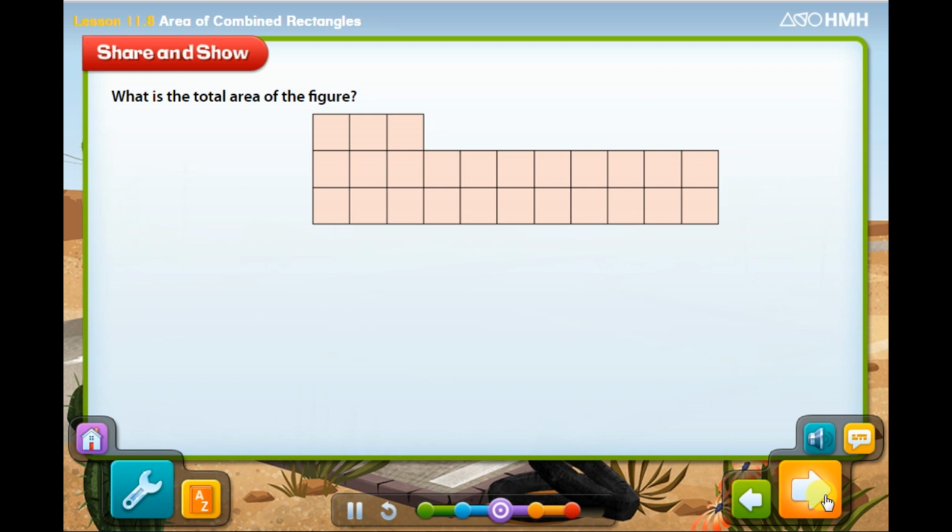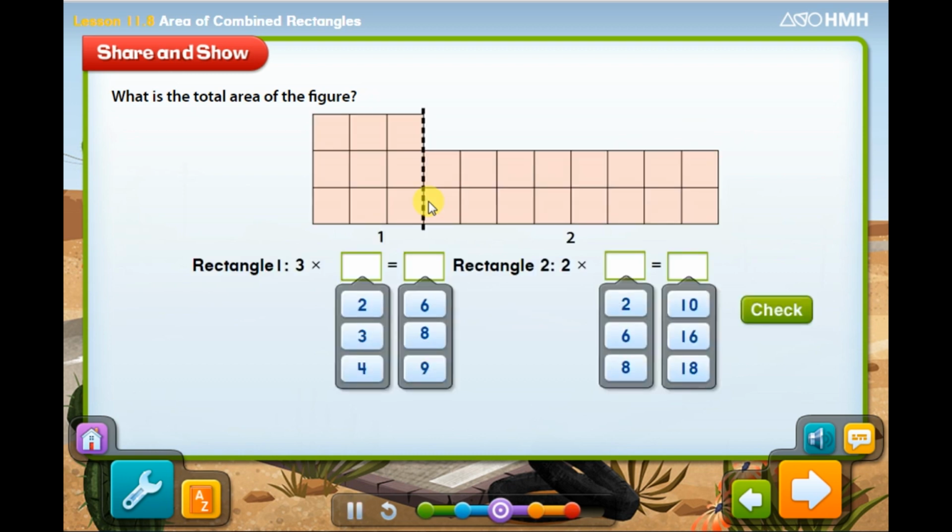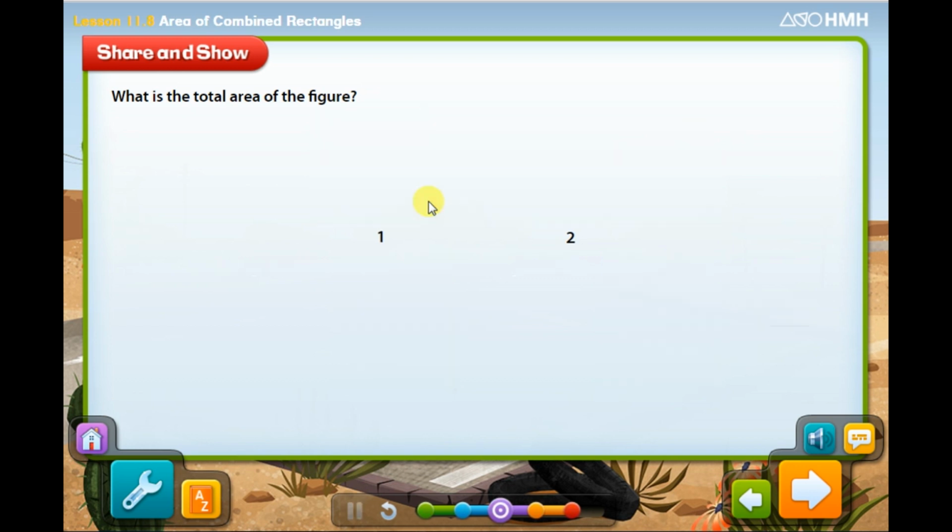What's the total area of the figure? Draw a vertical line to break the figure into rectangles. This vertical line divides the figure into 2 rectangles. Find the area of the figure. First, find the area of each rectangle. Select the correct numbers, then click Check.